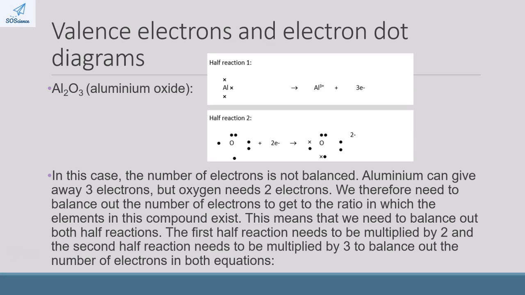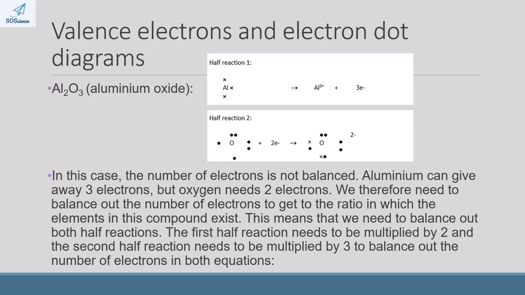So in this case, again, the number of electrons is not balanced. Aluminium wants to give away 3 electrons. It has to give away 3 electrons. It can't choose to give away 1 or 2. It wants to have a full outer energy level. Therefore, it has to lose 3 electrons. Oxygen may only gain 2 electrons to have a full outer energy level. It can't just choose to gain 1 electron because then it is still not happy.